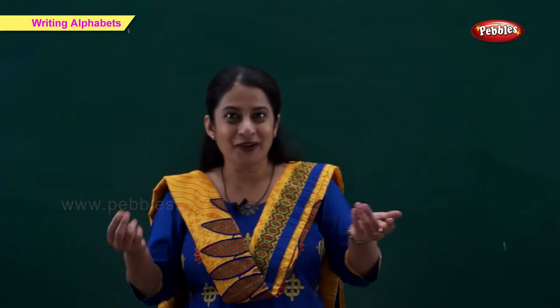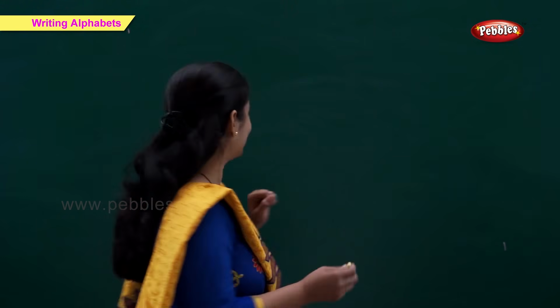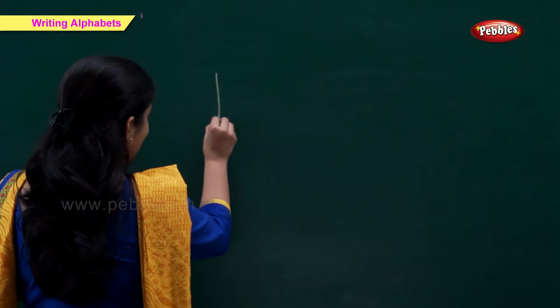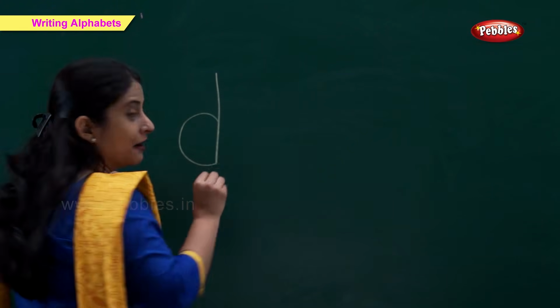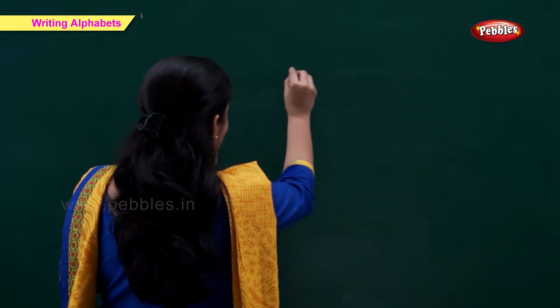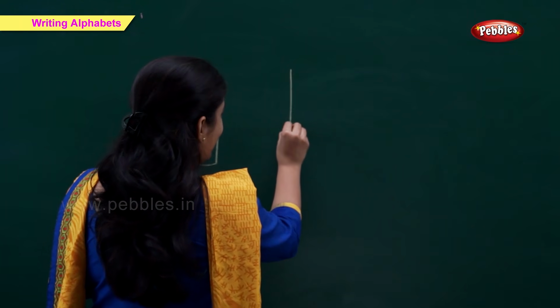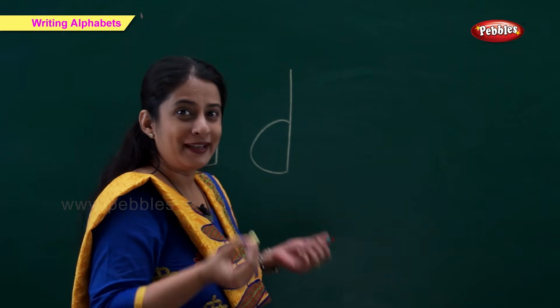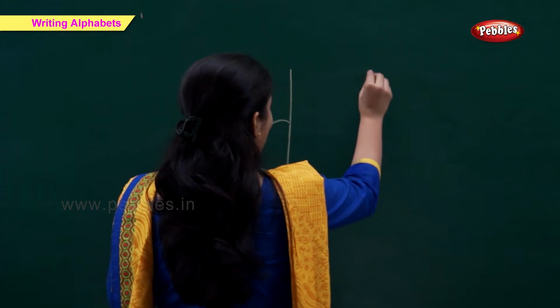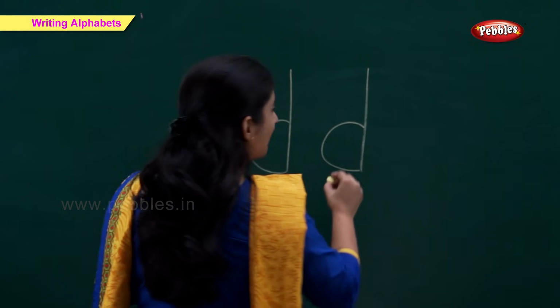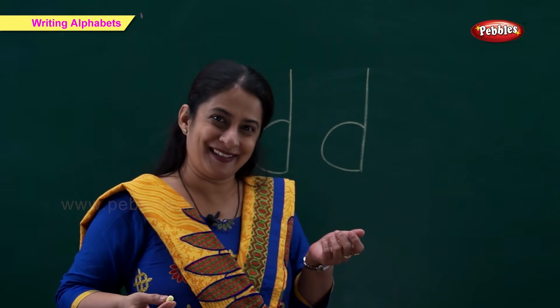D for donkey. A standing line and a curve makes small d. A standing line and a curve makes small d. Again, a standing line and a curve makes small d.